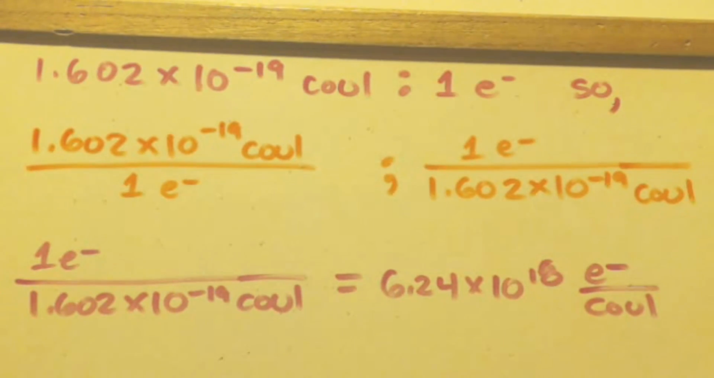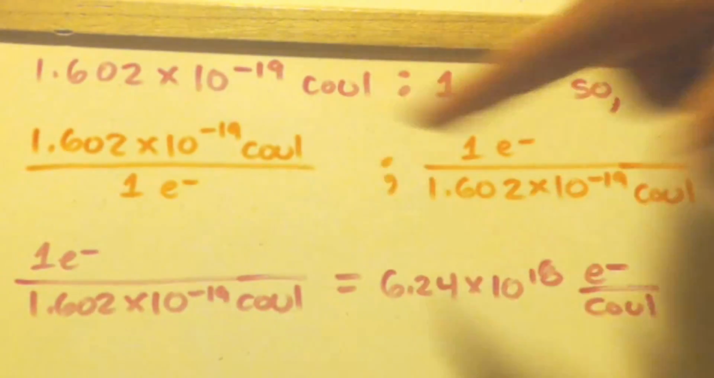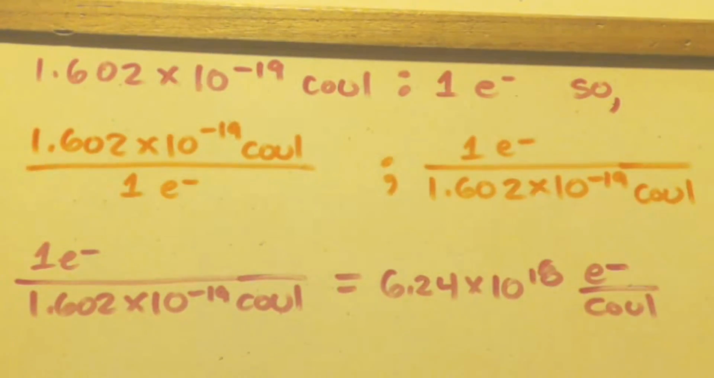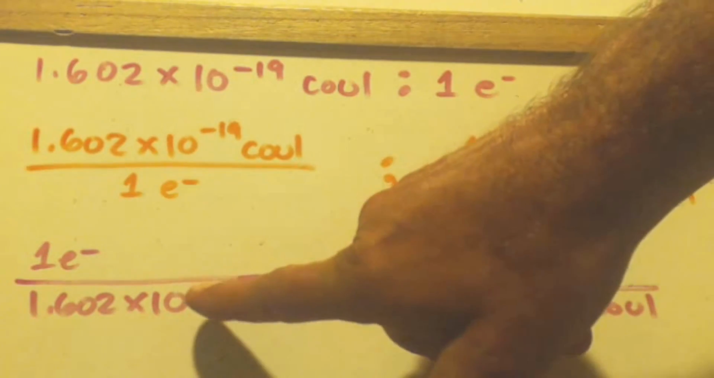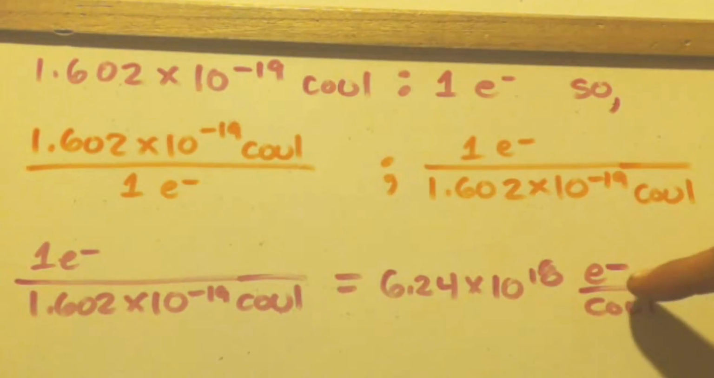Now, how many electrons are in a coulomb? Well, we know this ratio. It's a given. 1 electron has this much charge, or that many coulombs. So we can write this ratio either that way or that way. I choose to write it this way. When I do the math and I divide that, I get this number of electrons per coulomb. So that's how many electrons are in 1 coulomb, or in 1 amp every second. This is how many electrons there are.